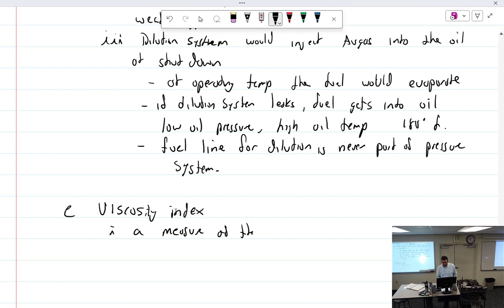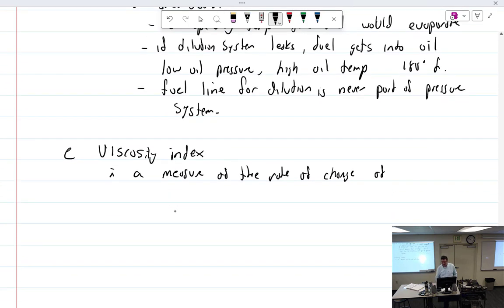A measure of the rate of change of the viscosity. So the higher the index, the less the viscosity changes.